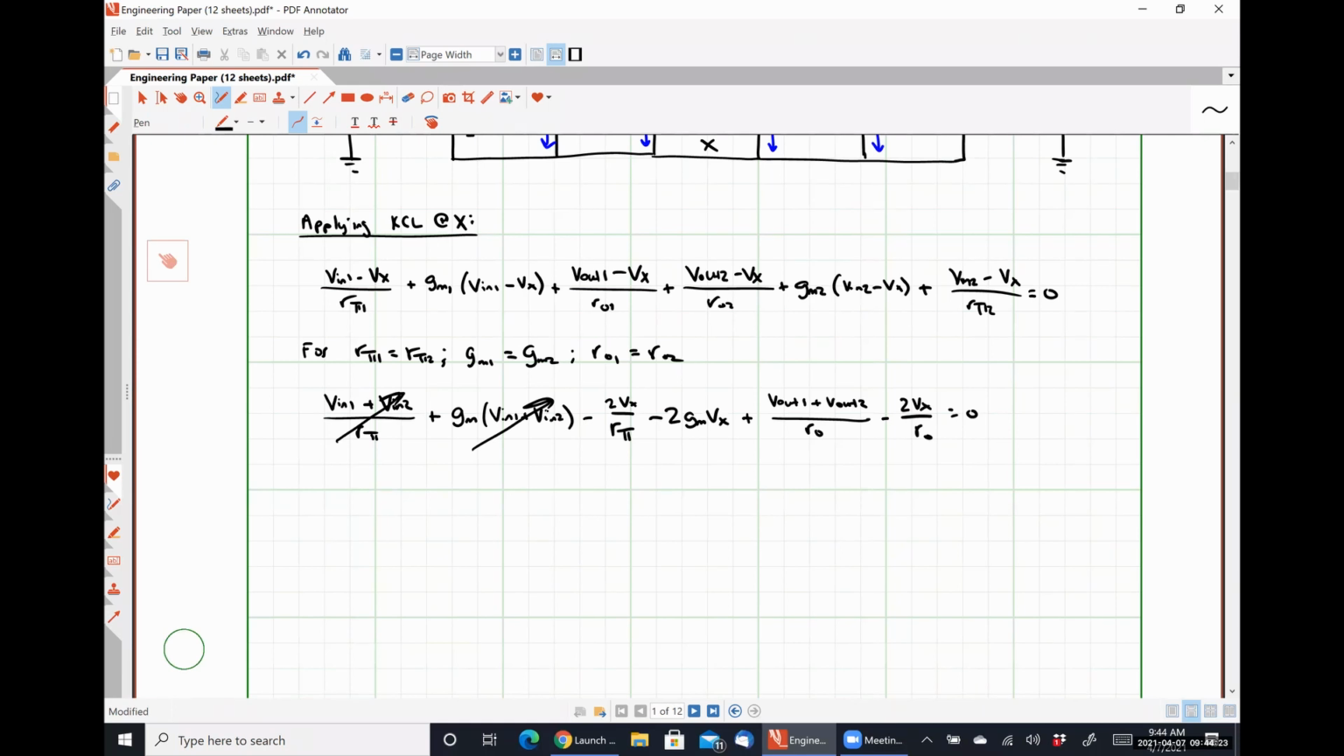And what we are left with is going to be twice Vx over r pi plus twice gm Vx plus twice Vx minus Vout1 plus Vout2, all divided by r naught is equal to 0. Where I got rid of all those extra negative signs by multiplying both sides by -1, just so that we're clear there. So that's the result that I get applying KCL at node X.